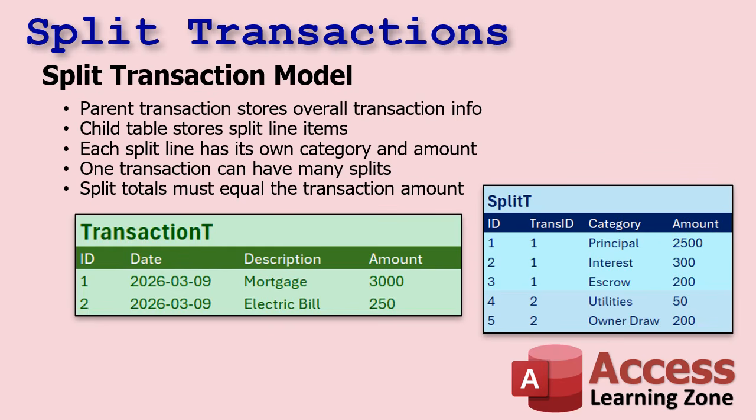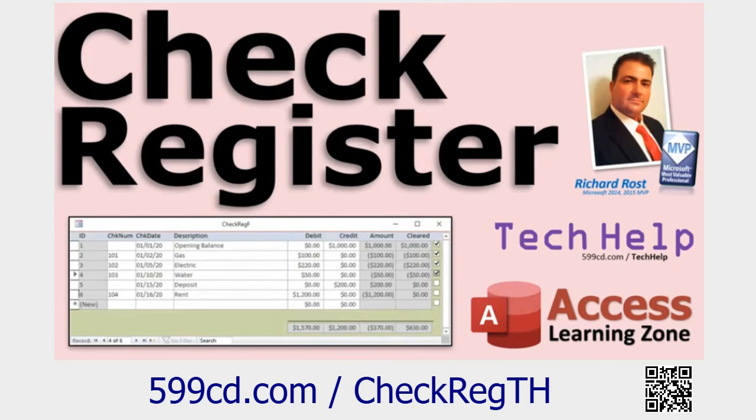But the key concept here is that you've got a relationship between two tables, right? And when you do all of your accounting as far as how much money you spent on each of your categories, or tax time comes around, you base your reports on the split information because that's the actual categories for your transactions. So watch my check register video to get started with building that check register.